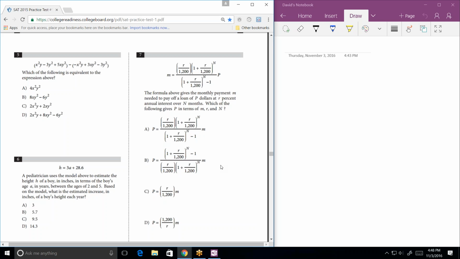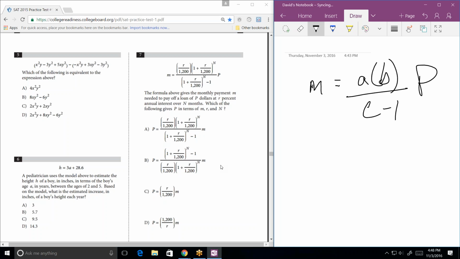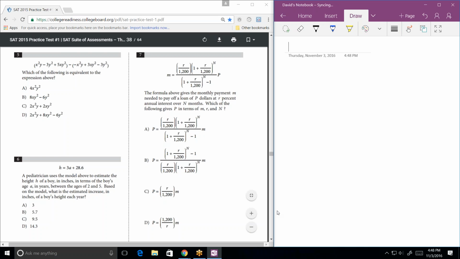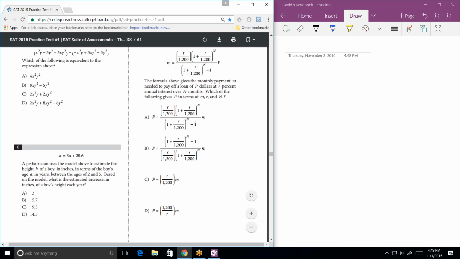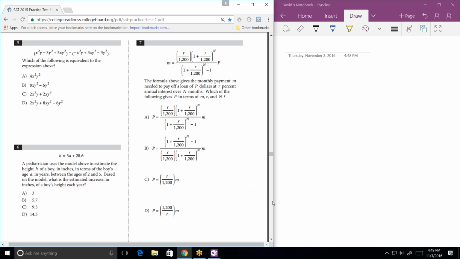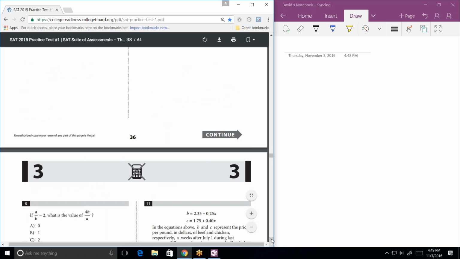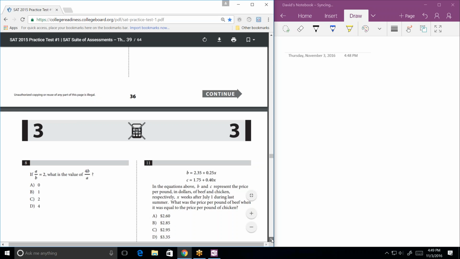It was just complicated. In other words, it was basically saying M equals A times B divided by C minus 1P. You'd solve for P by multiplying both sides by C minus 1 and then dividing by A times B. They just tried to confuse you by making all of those difficult looking. That's actually an easy problem. Between easy, medium, and difficult, I would say this is easy. You just have to see it. If you don't see it, then it's difficult.